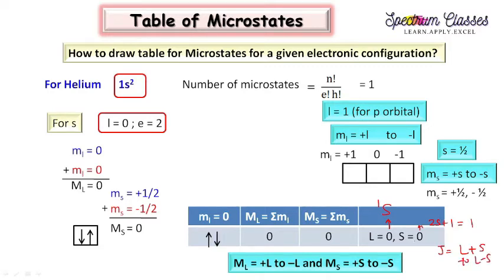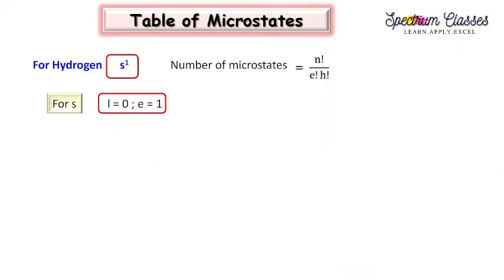So here L plus S is 0 and L minus S is 0. So we are having only one value of J. So this is how one can calculate the term symbol by writing the microstates. Okay, the next example is for hydrogen.